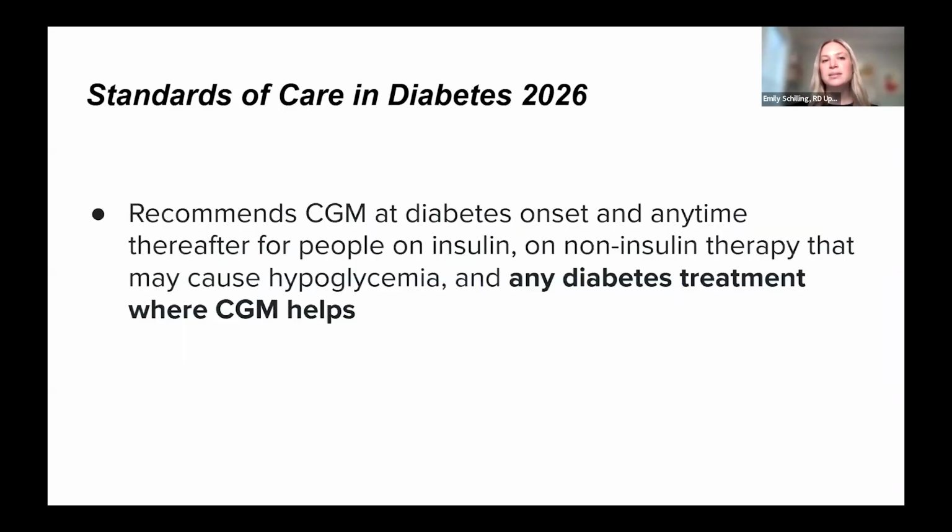So the standards of care in diabetes are released and updated every year by the American Diabetes Association. And the 2026 standards of care just came out earlier this year. And they recommend CGM at diabetes onset and anytime thereafter for people on insulin or non-insulin therapy that may cause hypoglycemia. And this last part of the sentence was just added to the guideline this year, and it recommends CGM for any diabetes treatment where CGM is helpful.